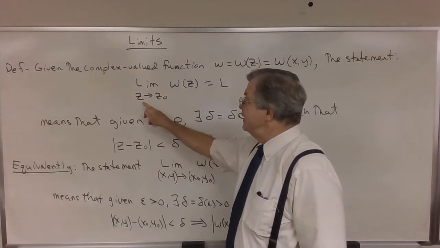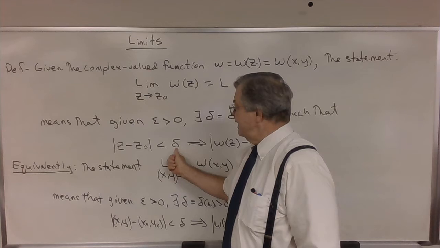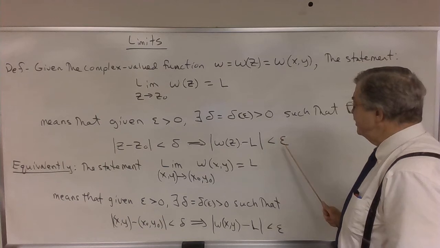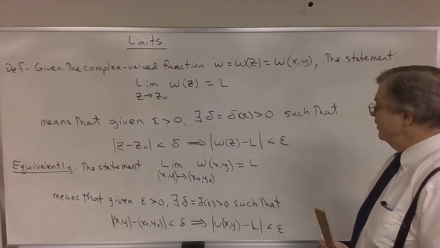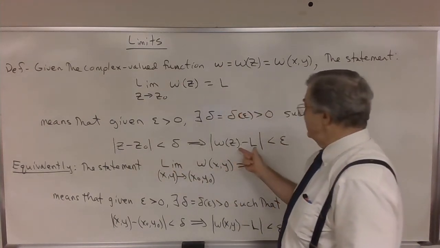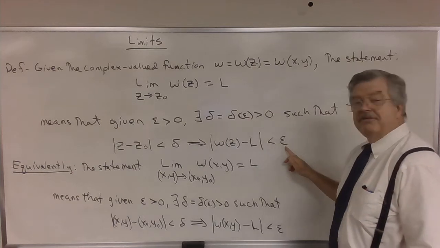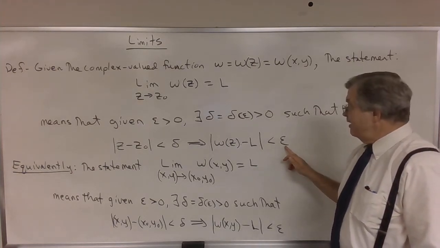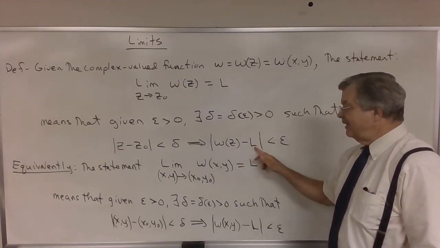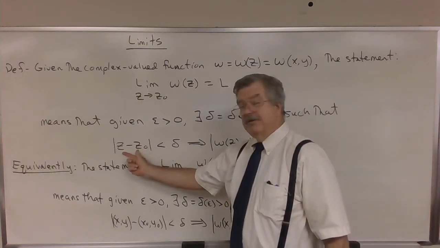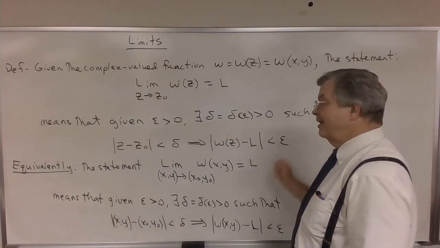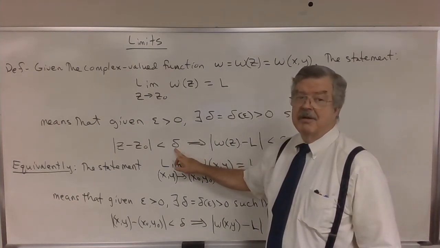Well, how close does Z have to be to Z naught? Less than delta, where delta depends on epsilon. So in other words, how close do we have to make Z to Z naught in order to make this happen? It depends on how small epsilon is. If epsilon is a real small number, that means that W of Z is really close to L, which means that Z better be really close to Z naught. In other words, if epsilon's a small number, delta is going to have to be a small number too.